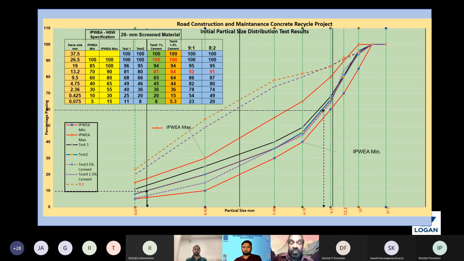The R2 specification, the RPWA, defines the CBR value, the Californian bearing ratio, 4 days soaked, as 60. Then we added 1% and 1.5% cement to get the CBR value up. However, this was done when we had only one crusher, the jaw crusher.